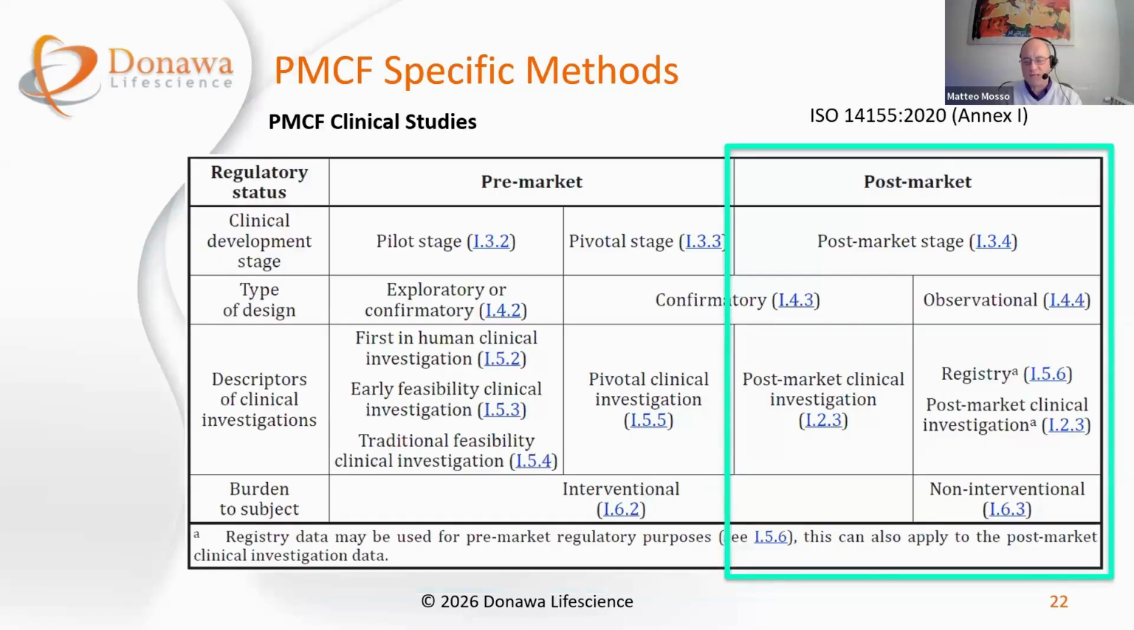So talking about studies, if we look at Annex I of the ISO standard 14155, we will be falling under the area that is relative to the post-market. So in this area, there are different types of studies that we can perform. Those can be interventional or observational, or those can be either registry, and we will see further on that the type of studies that we can undertake can be not only prospective but also retrospective.